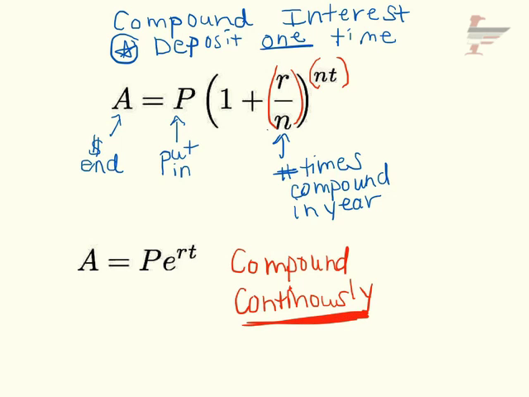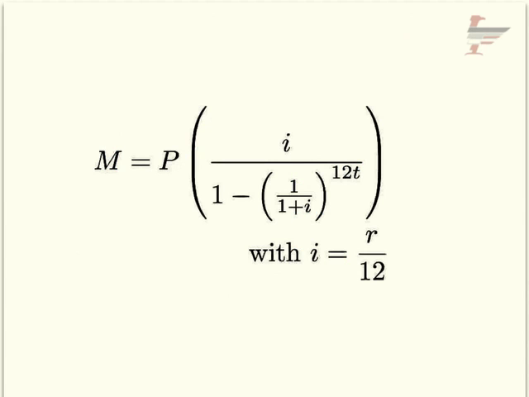Okay, so if it says you're going to continuously compound something, then you know you're using the e base because of the continuous situation. Continuous is the key word. If you don't see that, you will not use this formula.